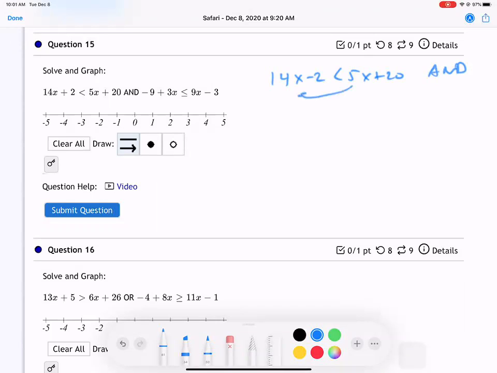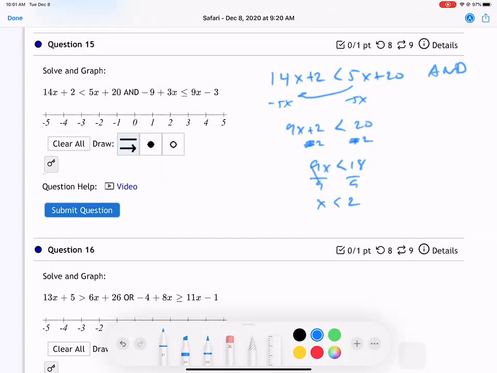First, I'll move the 5 over, minus 5x to both sides. 9x minus 2 is less than 20. Then we're going to plus 2 to both sides, and then we end up with 9x is less than 18. Oh, sorry, that's a plus, I messed up copying it. That becomes 18, and then divide both sides by 9. X is less than 2.